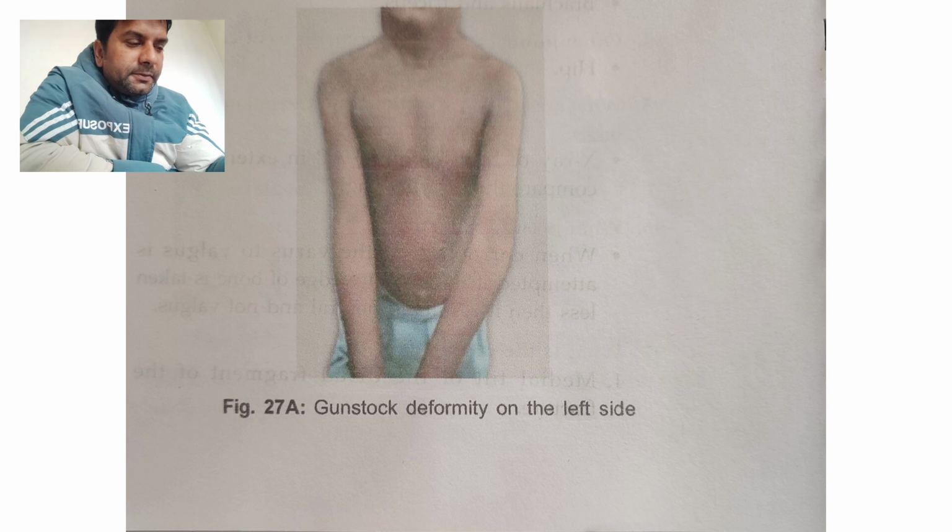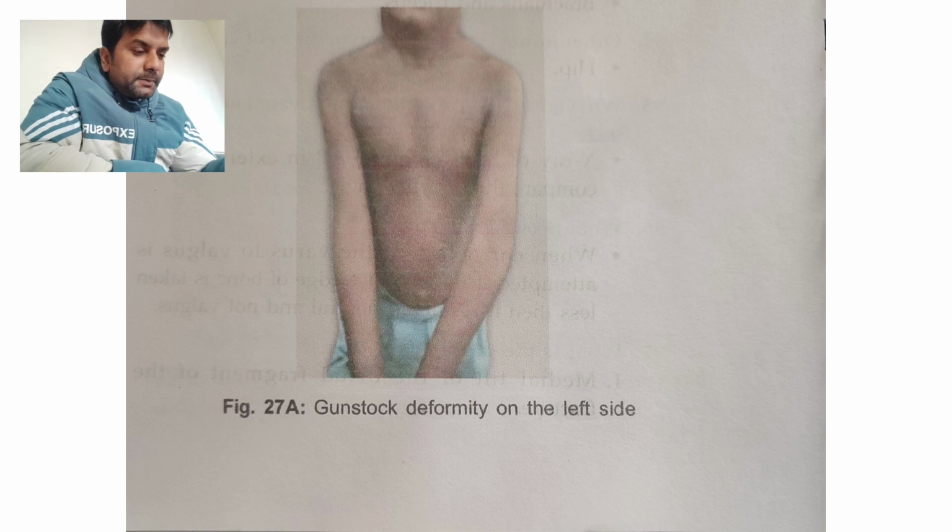In cubitus varus, the patient will tell you a history of injury to the elbow, with a history of massage and splinting. After the injury, the patient had massage of the elbow and splinting of the elbow. With this kind of history, the patient usually comes for cosmetic purposes.